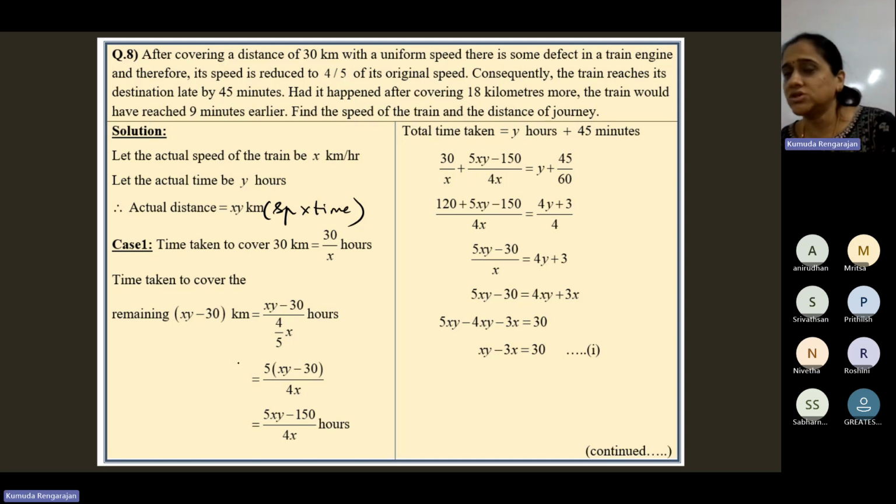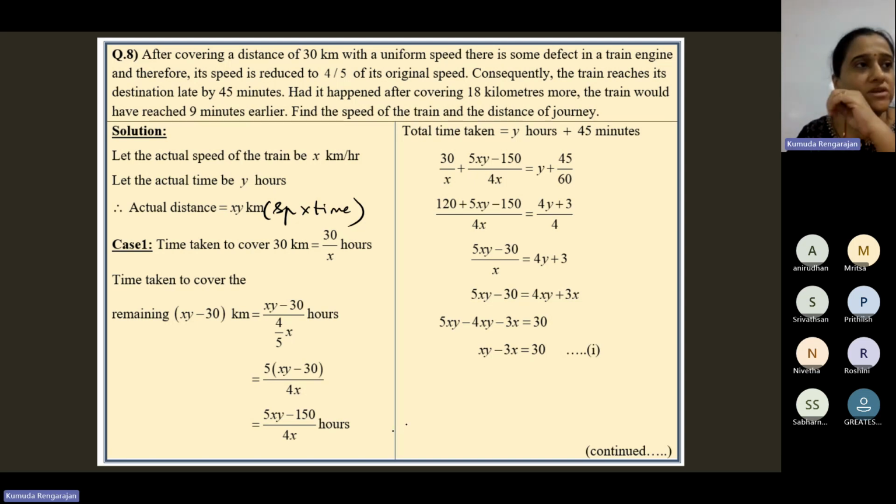We'll break down the total journey. The length of the journey is xy kilometers. So first 30 kilometers and the remaining xy minus 30 kilometers. We are doing that because the speed at which the train travels is different for the first 30 kilometers and the remaining distance. Because the speed reduces, it becomes 4/5 of the original speed.